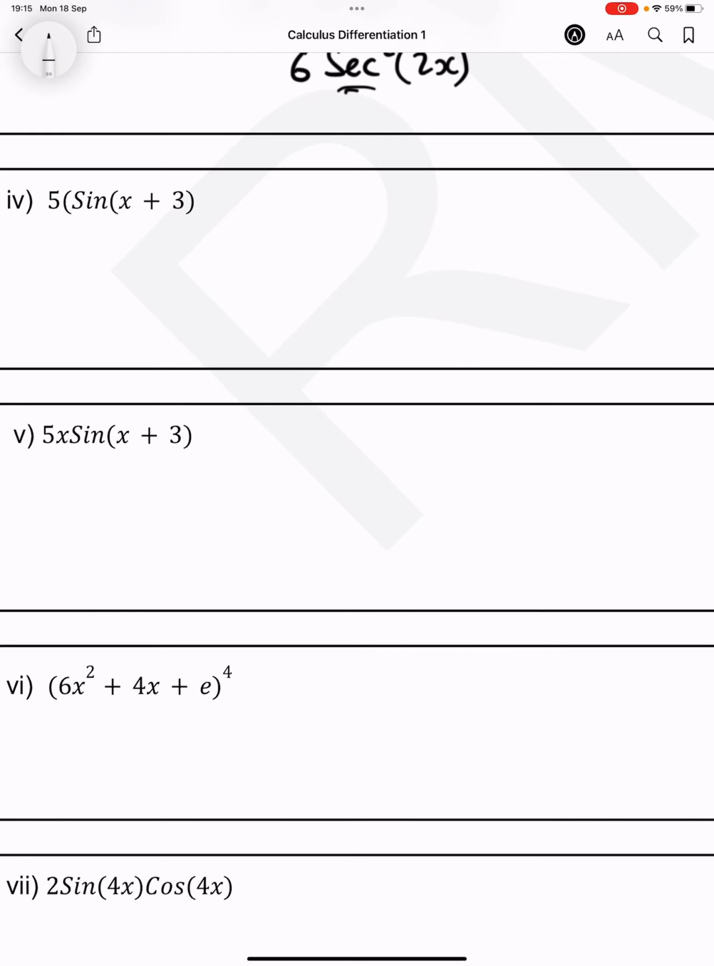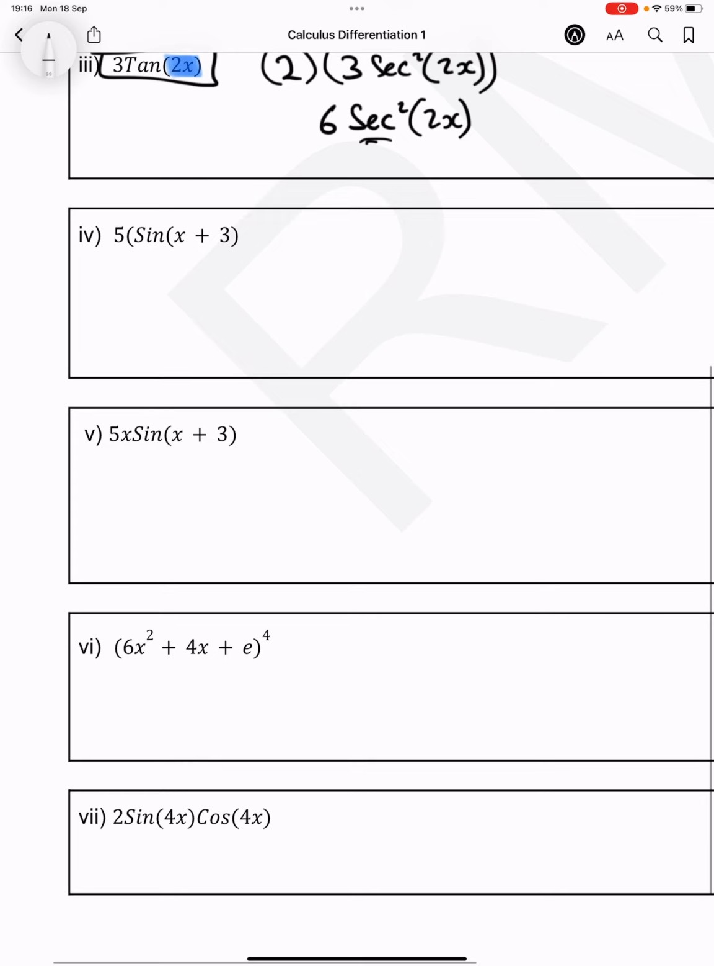This one here is 5 times sine of x plus 3. Well, 5 is just a number, so that's just a coefficient. Derive what's inside. That'll leave me at 1 times the derivative of, so 5 times the derivative of sine is cos.